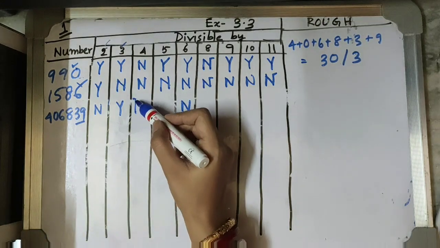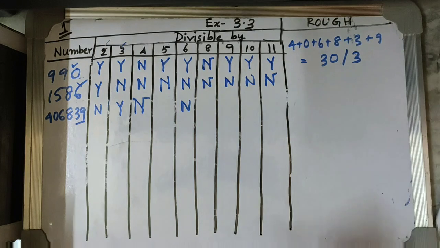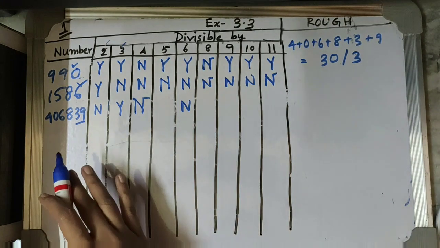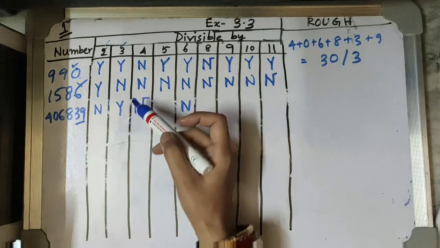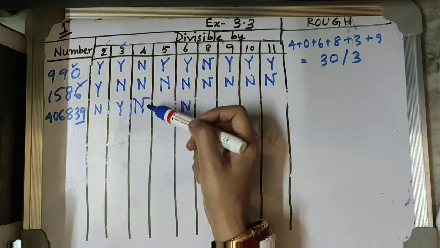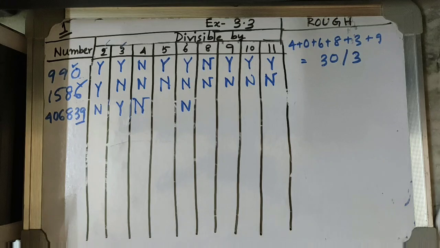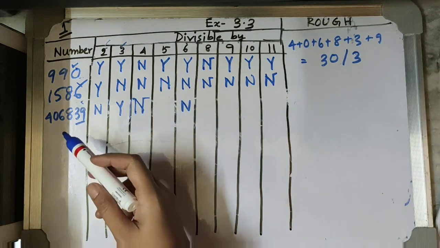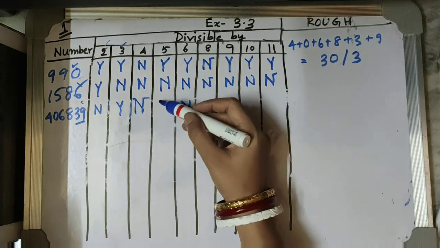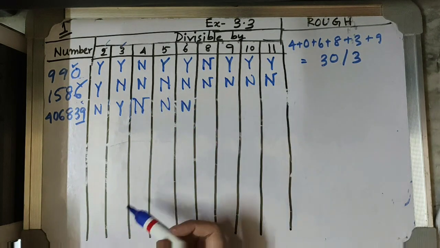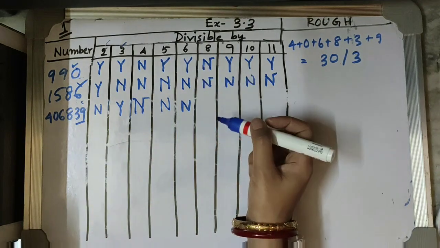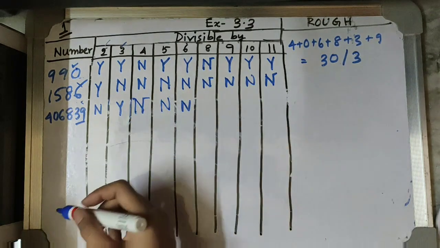Without checking the divisibility by 4 of the last 2 digits, we can easily say, since the number is odd, the number will not be divisible by 4. So let's check the divisibility of 5. Here 9 is given as its unit place, so this number will not be divisible by 5. Now in case of 8 also, this is an odd number, so this number will not be divisible by 8.